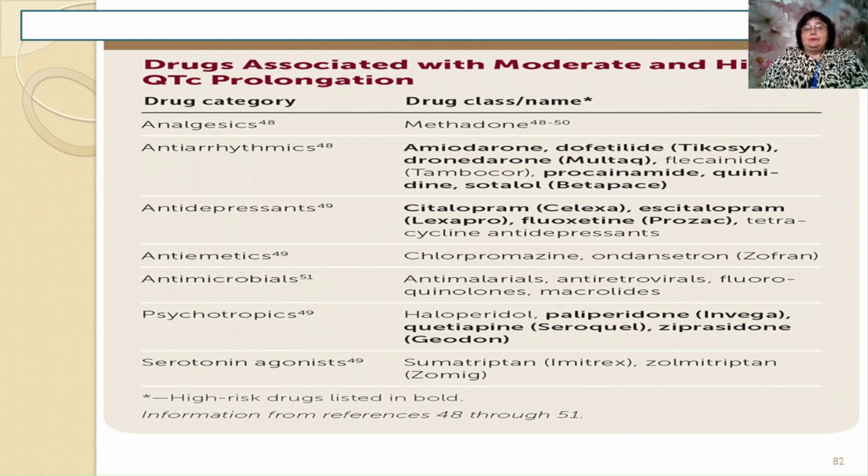And what groups? For example, analgesics is methadone; antiarrhythmics can be amiodarone, dofetilide, ticagrelor, procainamide, quinidine, sotalol; beta-blockers; and antidepressants, very widely prescribed by psychiatry, is Prozac. Pay attention that the result of using this group can be QTc prolongation, and it's very important precisely for patients with cardiac problems.